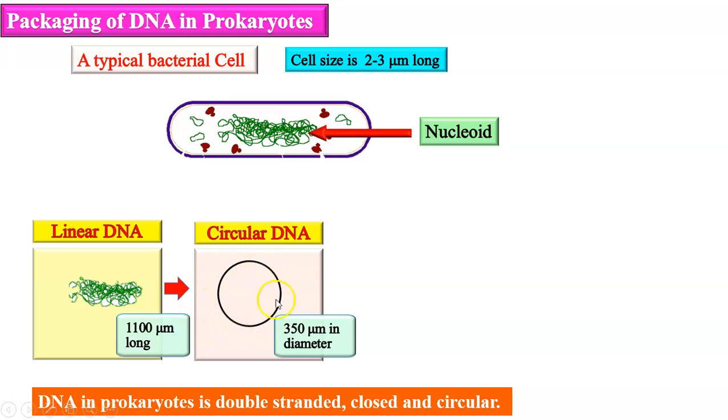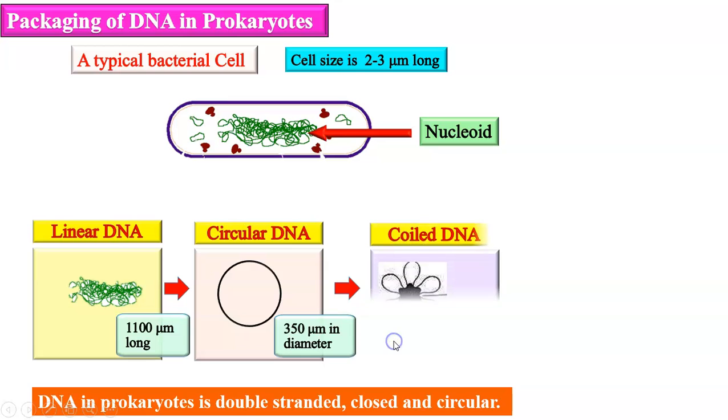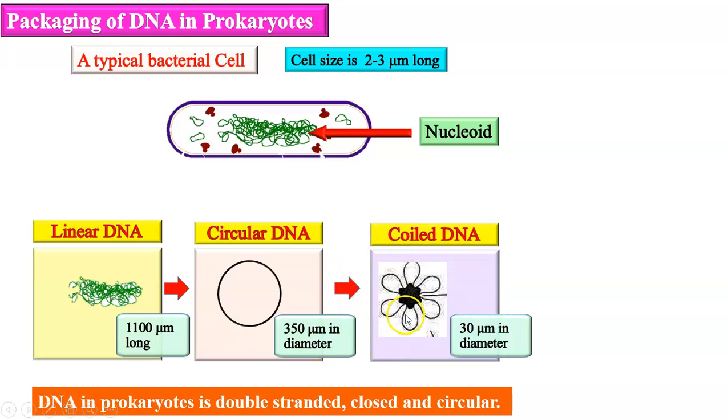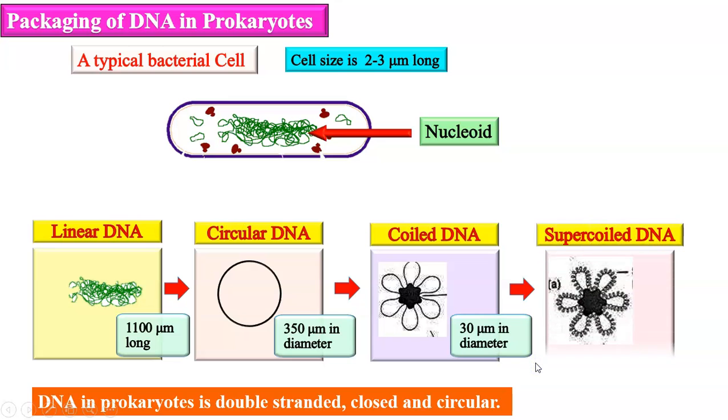Further, this circular DNA is never uniformly circular, but it is coiled and it shows many looped and domain structures. And then this coiled DNA is 30 micrometer in diameter. Further, each loop or domain is intercoiled, so we call it supercoiled DNA. And then its diameter further gets reduced to 2 micrometer. So that is the way DNA is packed in the prokaryotic cell in the supercoiled condition.